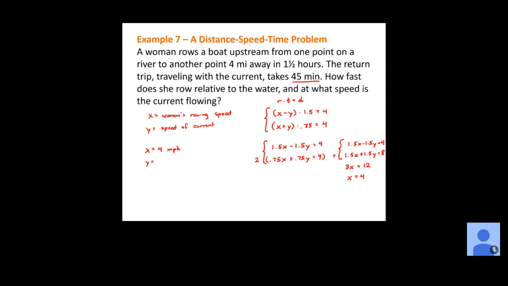Now we need to find the speed of the current. So again, I'm going to back substitute, and it doesn't matter which equation I use. I'm just going to use the top one here. I have 1.5 times 4 minus 1.5y equals 4. 1.5 times 4 is 6. Minus 1.5y equals 4. Now we're going to subtract, so we'll have negative 1.5y is equal to negative 2. And then we divide. So we do negative 2 divided by 1.5. Should give us 4/3.